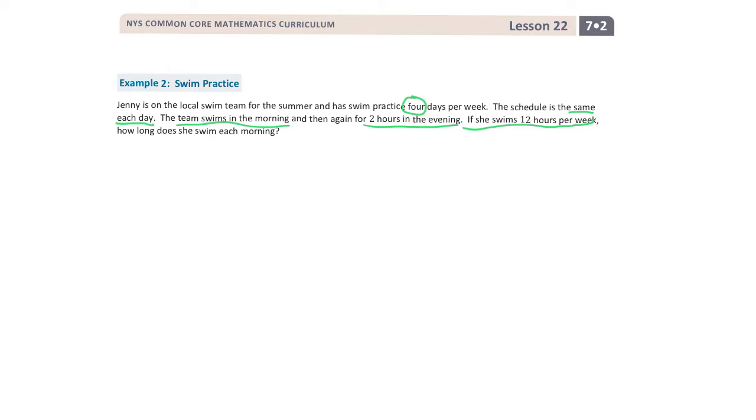Now we're going to start using a tape diagram to go about solving this equation. Because we know she has swim practice for 4 days, we're going to make a tape diagram and have 4 boxes. Remember that each one of these boxes represents 1 day.